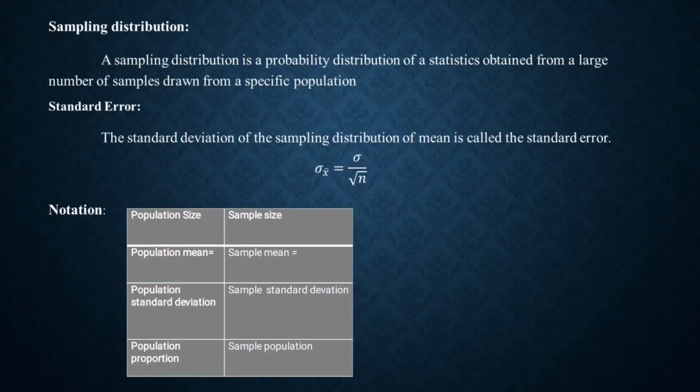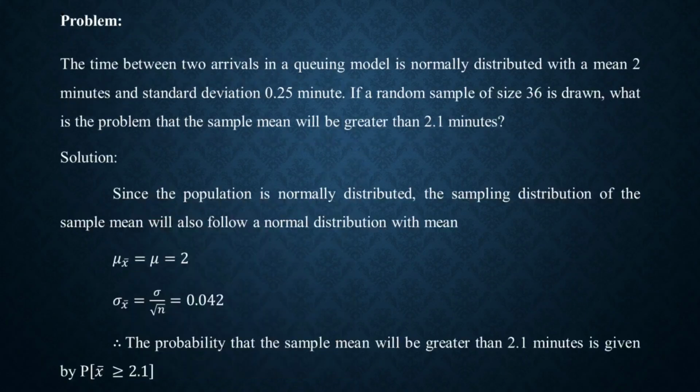Now let us see the notations. Population size is represented by capital N. Sample size is represented by small n. And the population mean is represented by mu. Sample mean is represented by x bar. Population standard deviation is represented by sigma and for the sample it is represented by S. Population proportion is denoted by capital P whereas sample proportion is represented by small p.